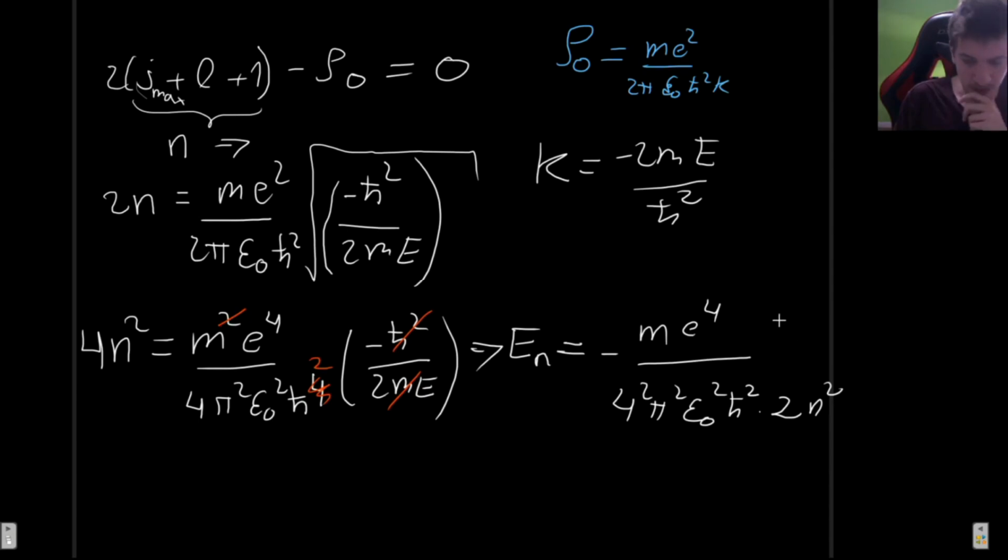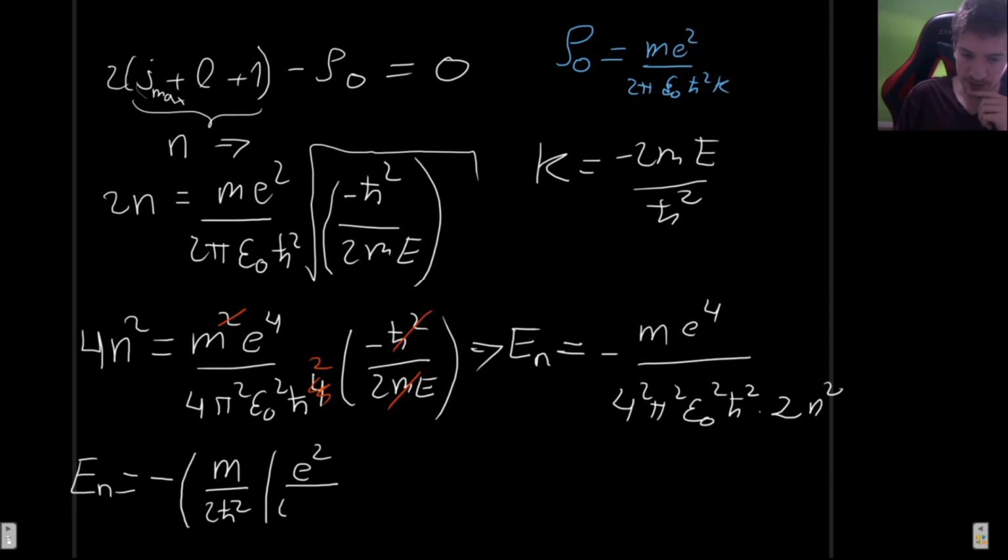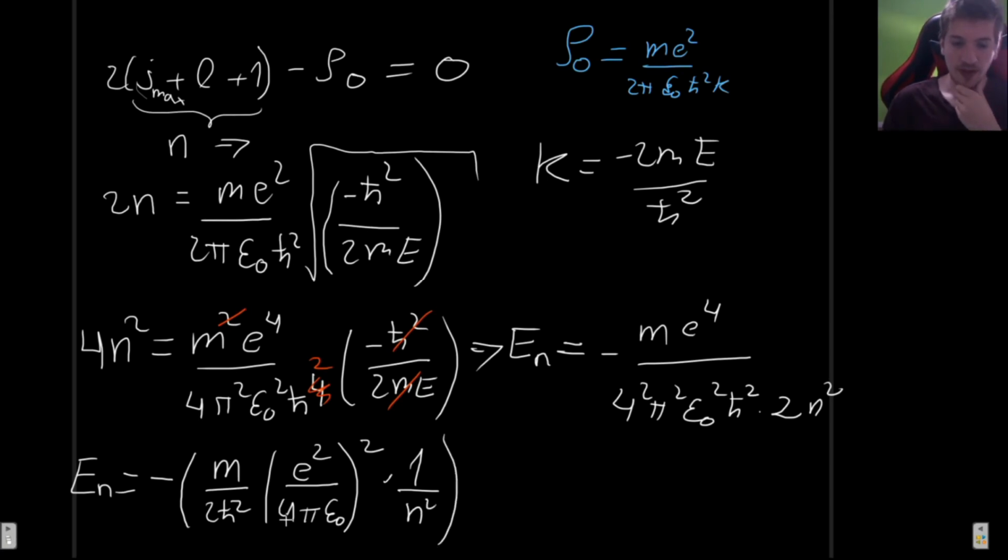The 2, yes. Okay, and we can actually write this a little bit differently, just so that it resembles what you usually see in textbooks. So we get minus m divided by 2 h bar squared, times e squared divided by 4 pi epsilon 0, squared, and all of this will be multiplying 1 over n squared. So we can actually see right here, well, the energy depends on n, and we can actually go ahead and calculate the energy because all of these constants are known.